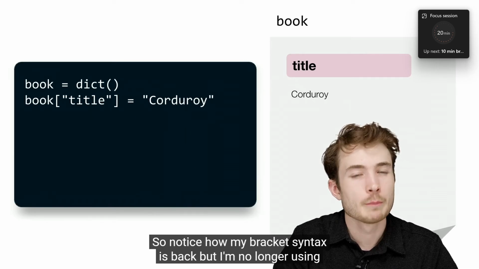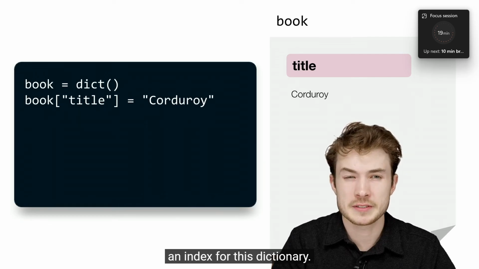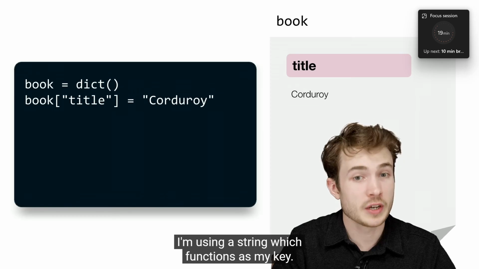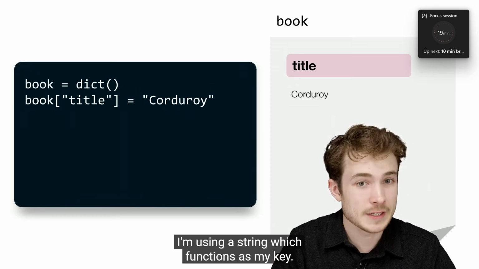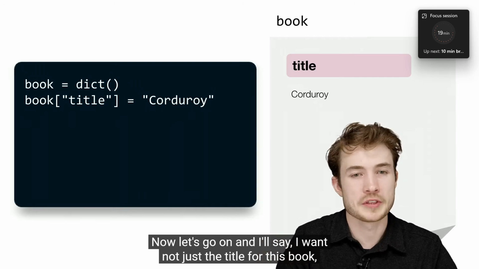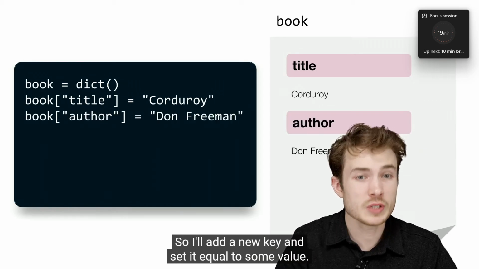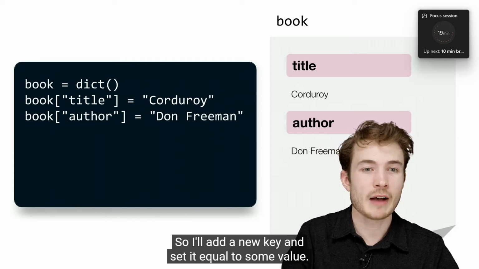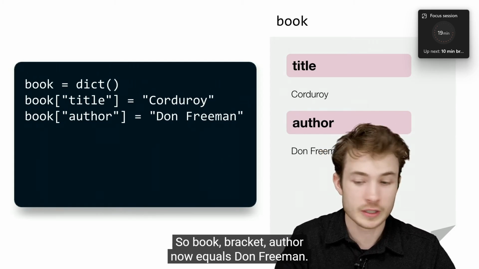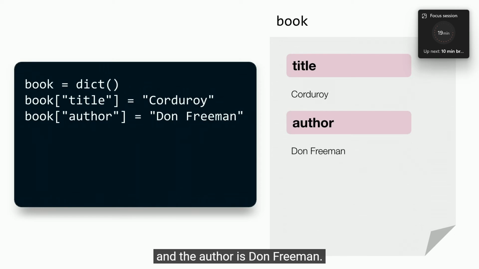So notice how my bracket syntax is back, but I'm no longer using an index for this dictionary. I'm using a string, which functions as my key. Now let's go on, and I'll say I want not just the title for this book, I also want to add in, let's say, the author. So I'll add a new key and set it equal to some value. So book bracket author now equals Don Freeman. So now I'm able to see that in this particular book, the title is Corduroy and the author is Don Freeman.